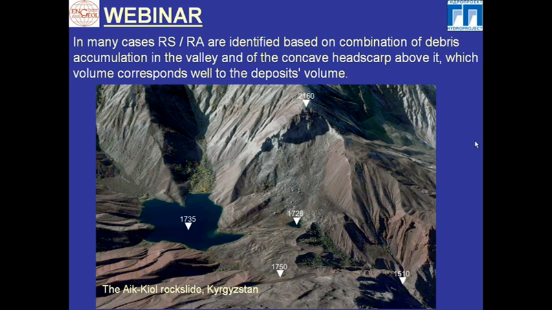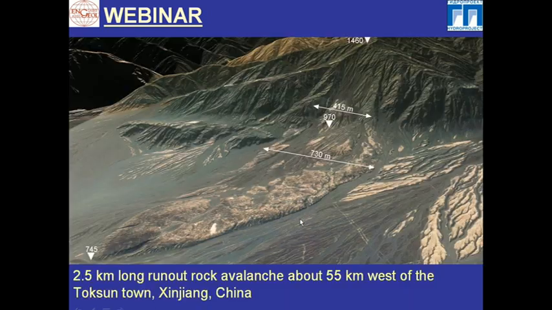In many cases, rock slides and rock avalanches can be identified based on combination of debris accumulation in the valley, we can see it here, and of the concave headscarp above it, whose volume corresponds well to the deposit's volume. It is the example of the Ayköl rock slide in Kyrgyzstan. Another example. A 2.5 kilometer long run-out rock avalanche about 55 kilometers west of the Toksum town, Xinjiang, China. Here we have its headscarp and well-defined elongated body.